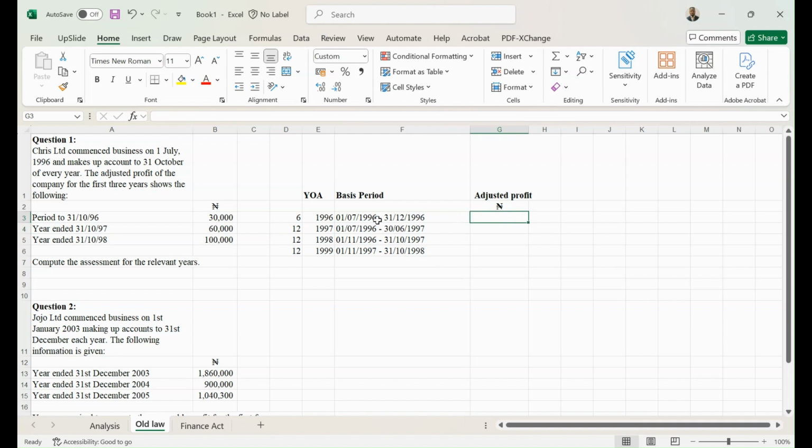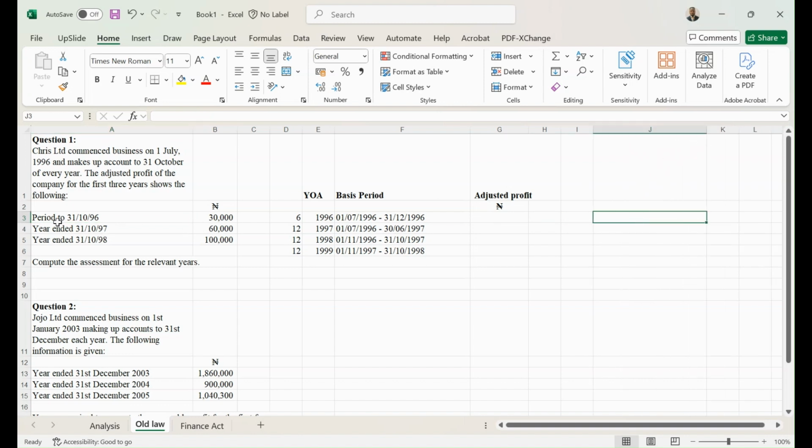It's a bit tricky now. But for the adjusted profit, I want to determine where I can find the dates from 1st July 1996 to 31st December 1996 in my basis period, right? All through this my basis period, where can I find these dates? Okay. So let's write this basis period somewhere around here so we can see at a glance.